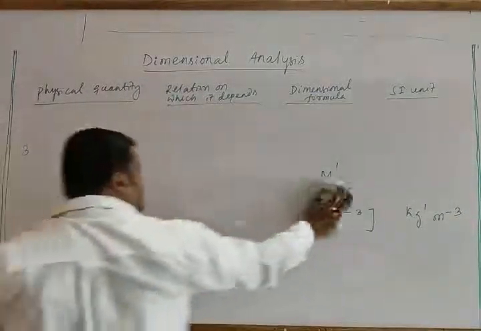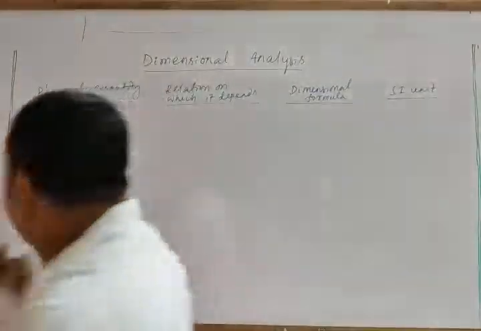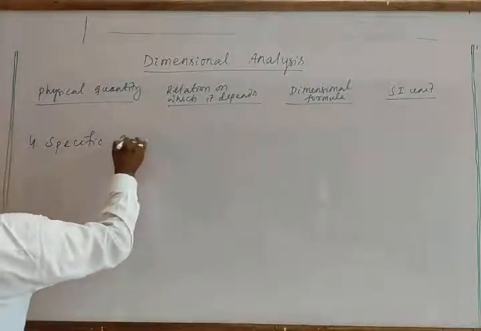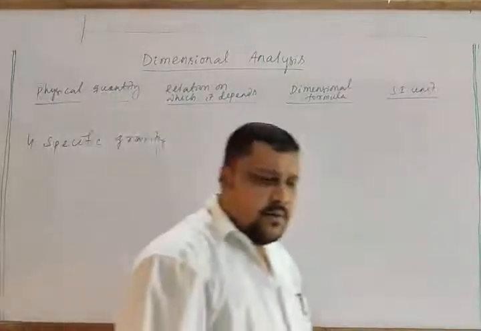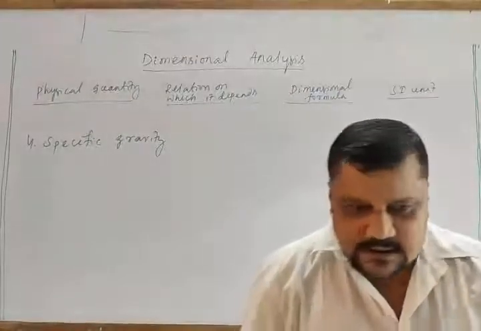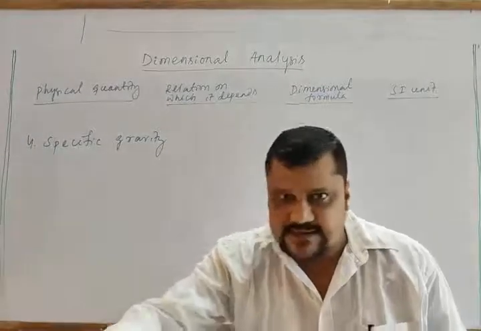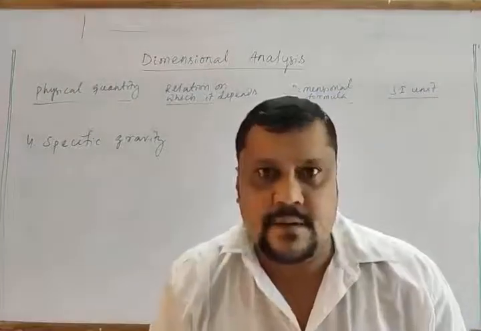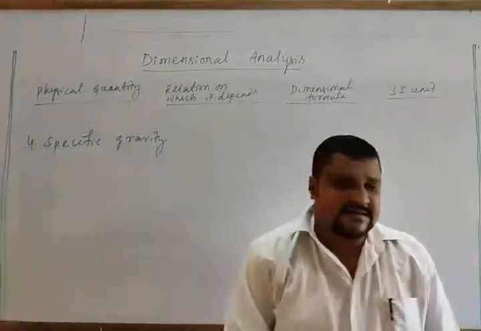for specific gravity. Another physical quantity is the specific gravity. The fourth one is the specific gravity. What is specific gravity? I don't know about the specific gravity. For the time being, you remember that specific gravity means how much heavier is the substance compared to an equal volume of water. Compared to water, how much heavier the substance you are comparing. That is the specific gravity.